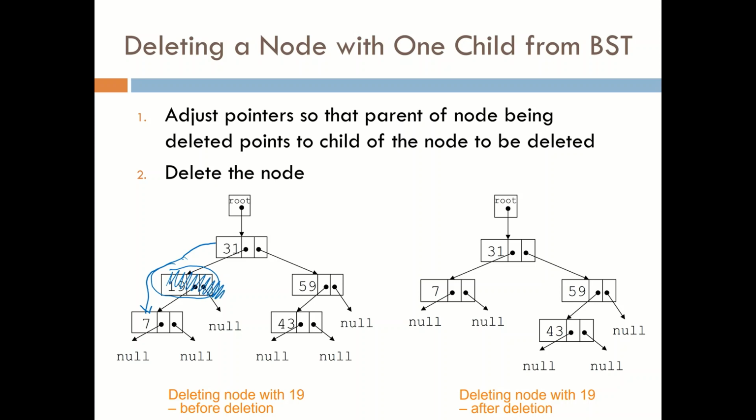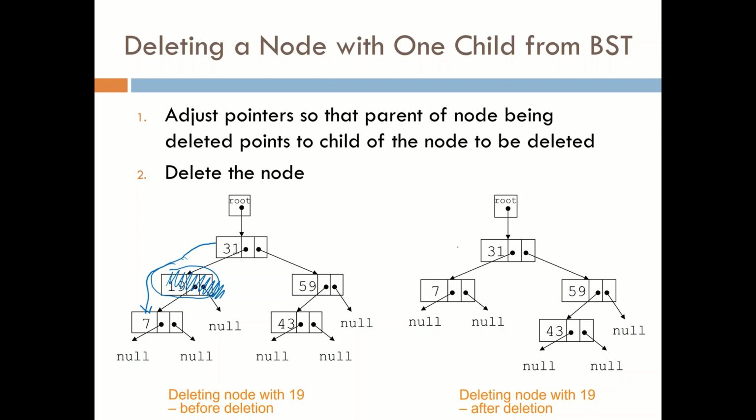Delete it, give it back to the memory manager, right? And that gives us this tree where 31 is still parent of 59 and 59 is still parent of 43, just like on this side. But 31 is now the parent of 7 because 19 has been deleted.